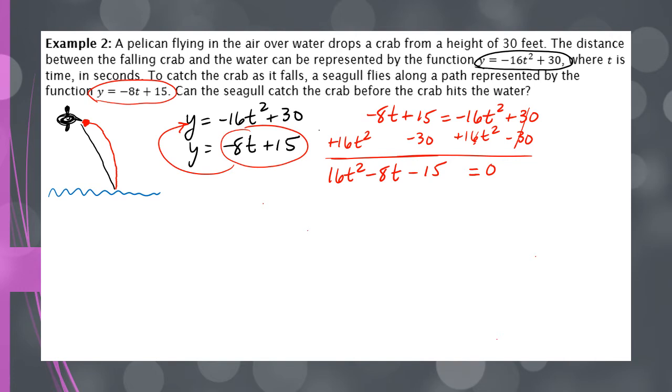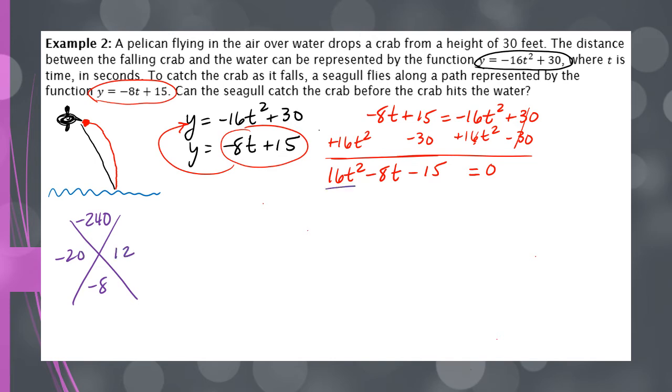So first thing I need to do is my diamond. The top here is going to be 16 times negative 15. And remember, you're doing that because the number in front of t squared is not 1. So that number is going to be negative 240. And then on the bottom, it's going to be negative 8. So I'm looking for two numbers that multiply to negative 240 and add to negative 8. And those numbers are negative 20 and positive 12.